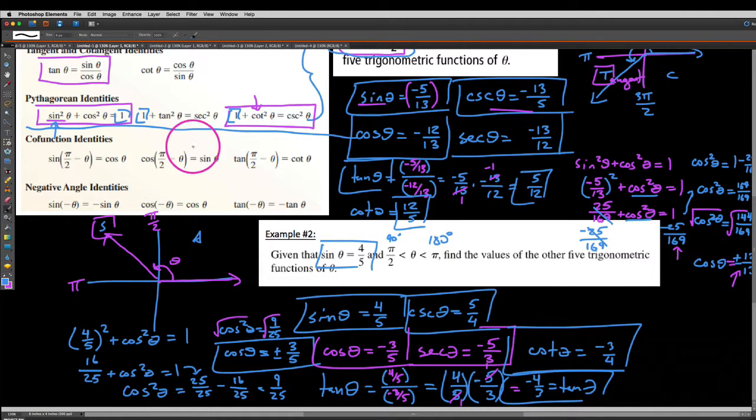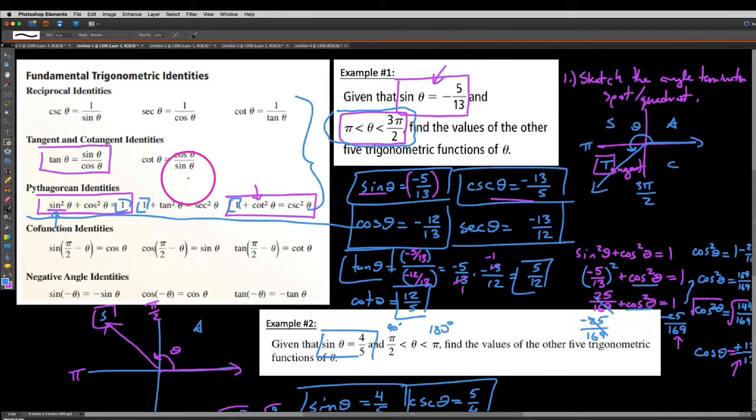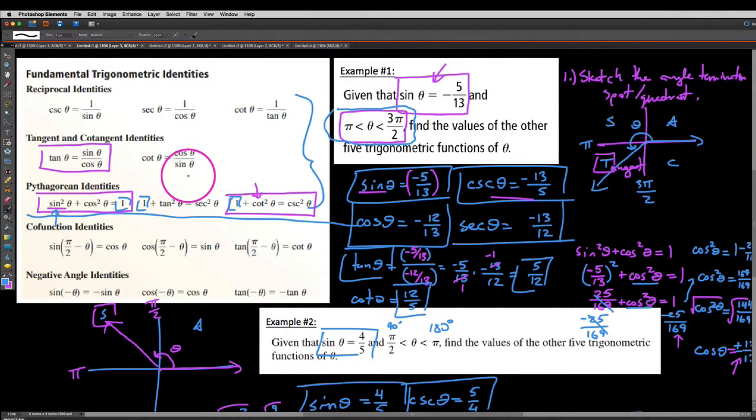So those are the basic identities there, the fundamental or the top 3, and those are why we use them to help us determine the values of other trig functions if one is known.